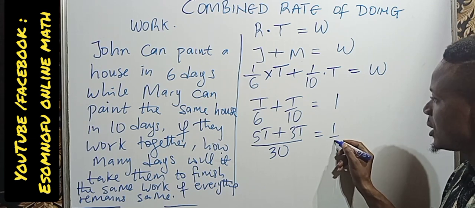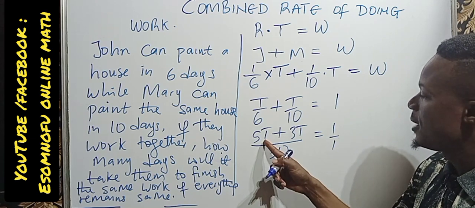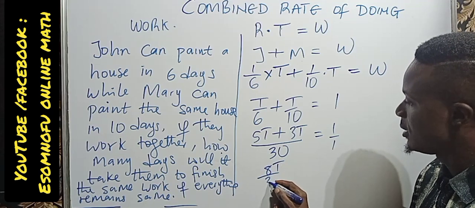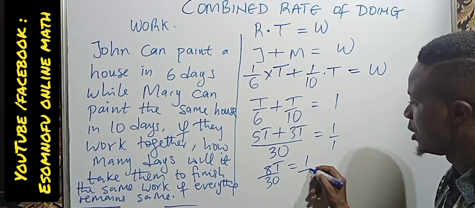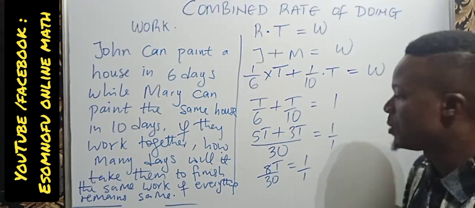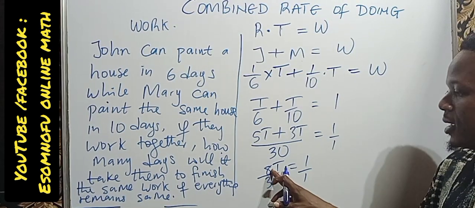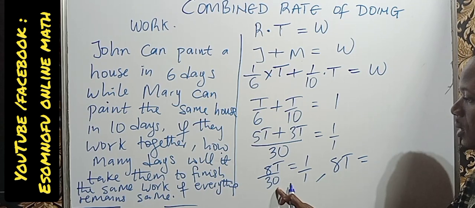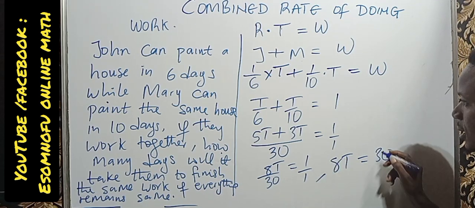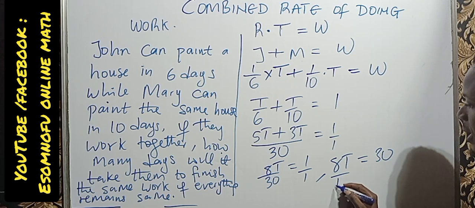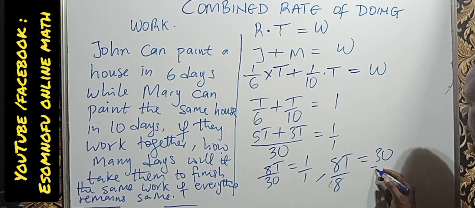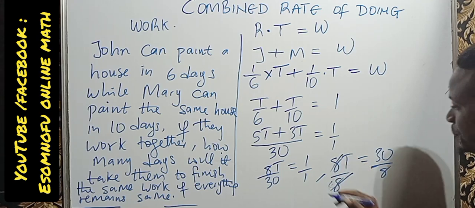This one can be seen as 1 over 1. Now 5T plus 3T is equivalent to 8T all over 30 equals 1 all over 1. Then cross multiply. If I cross multiply 8T with 1, I'll have 8T equals 30 times 1, which is 30. Therefore, I will divide both sides by 8, the coefficient of T.